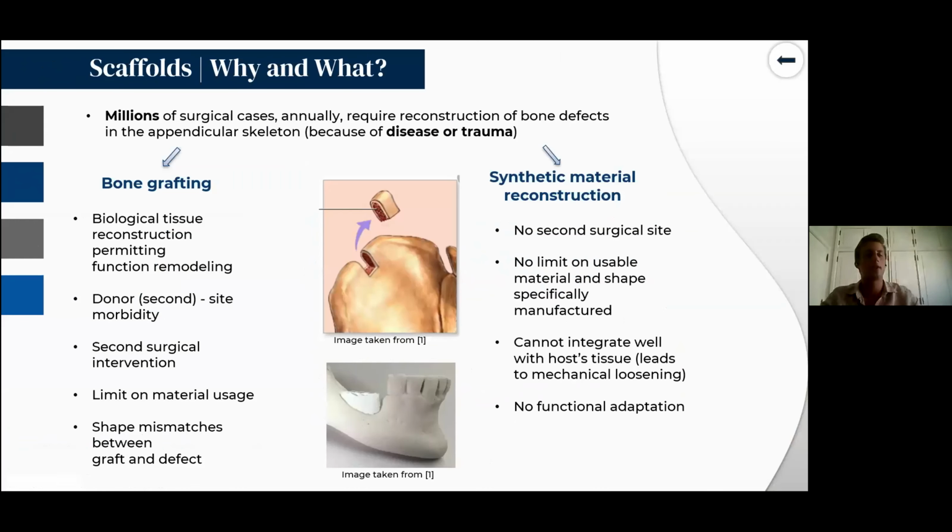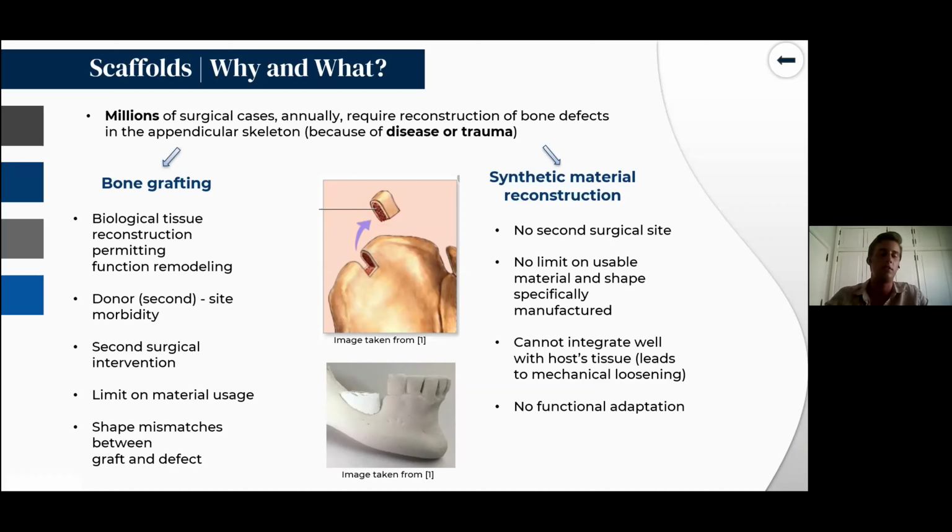First, I'm going to explain what scaffolds are and why they are needed. Millions of surgical cases annually require the reconstruction of bone defects in the appendicular skeleton. This can happen because of disease or because of trauma. Nowadays there are 2 types of conventional therapies used to treat this kind of problem. One of which is bone grafting. In bone grafting, you take a little bit of bone from the patient's own body and implant it into the defect site, which is called an autograft, or you can get bone from an animal or another person, and this is called an allograft.